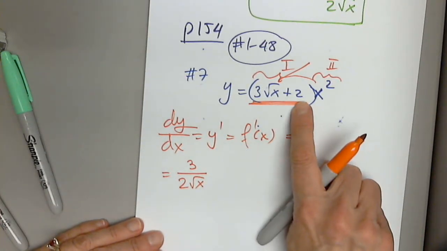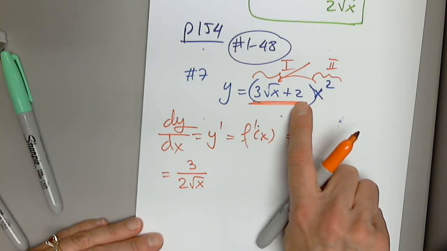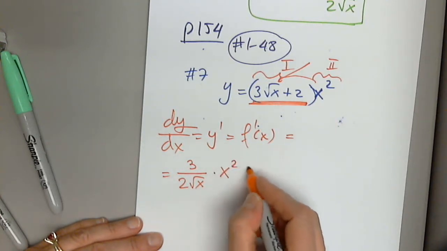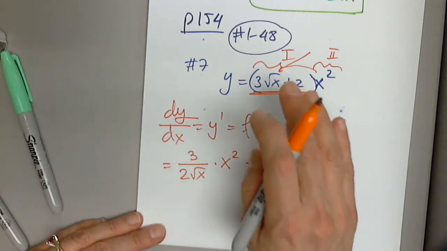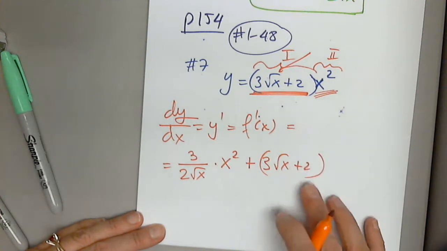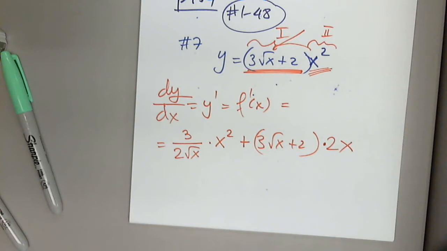What is the derivative of 2? How fast is the constant changing? 0. Perfect. Times the second function plus the first function, 3 the square root of x plus 2, times the second function prime, 2x. I don't need you to do anything else. This is it. So one more time, let's summarize what we did. The first function prime is this, times the second function, plus the first function times the second function prime.